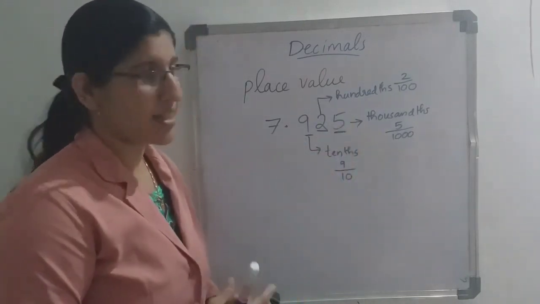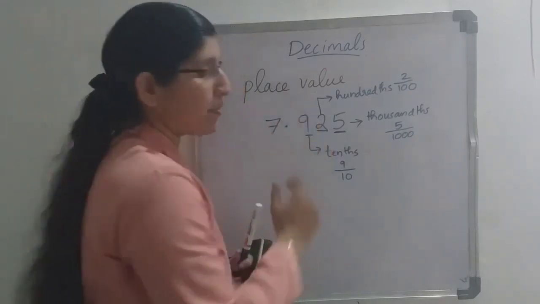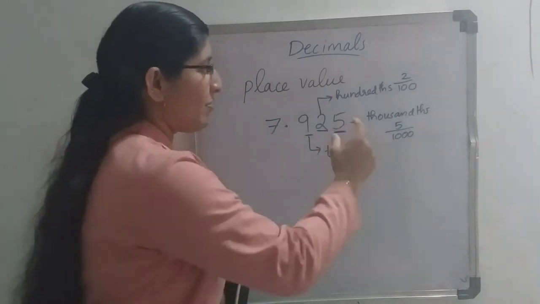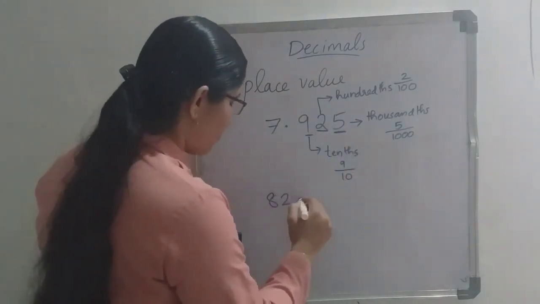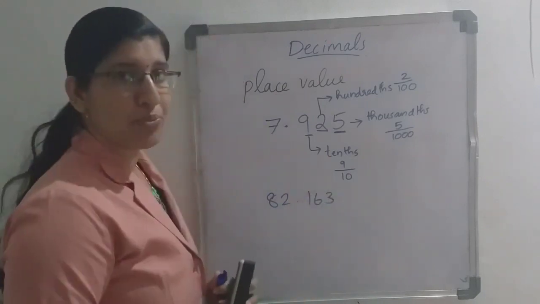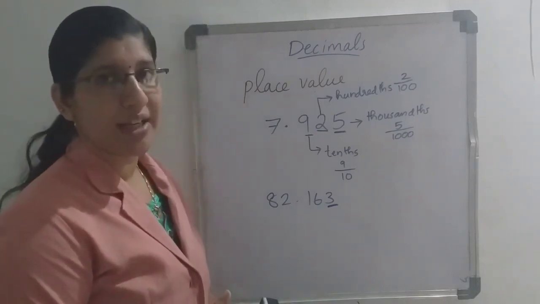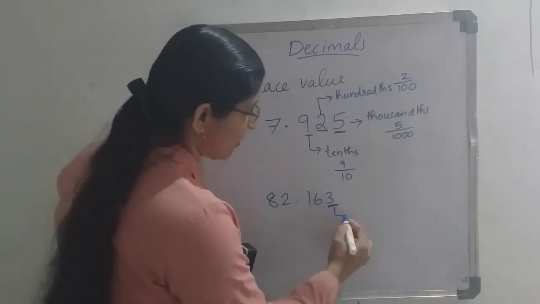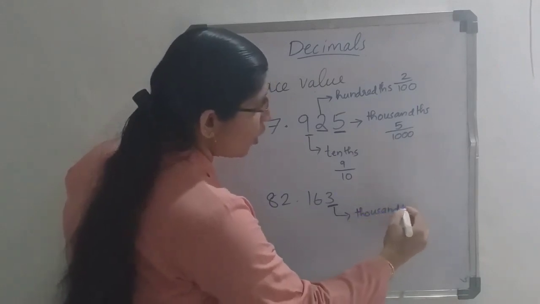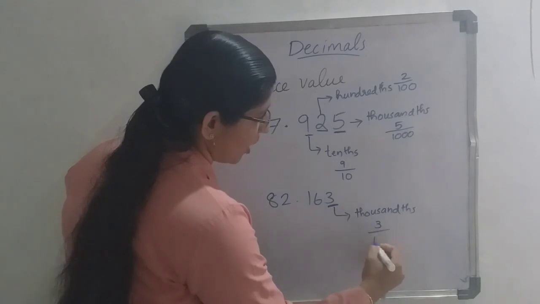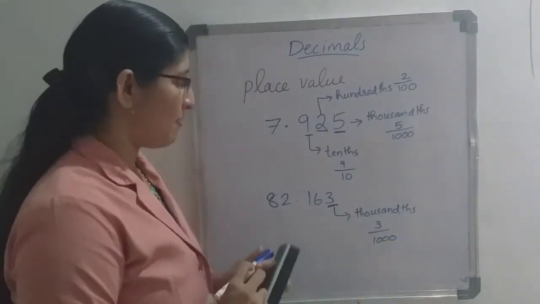If any question comes to write the place value of a decimal number, you should be very careful, starting from 1 by 10, then 1 by 100, then 1 by 1000. It will go on like that. Okay. Again one example: 82.163. Your question is, write the place value of this 3. You can write it as thousandths, or you can write 3 by 1000. Clear? This is the way of writing the place value.